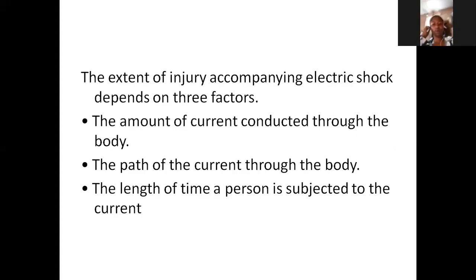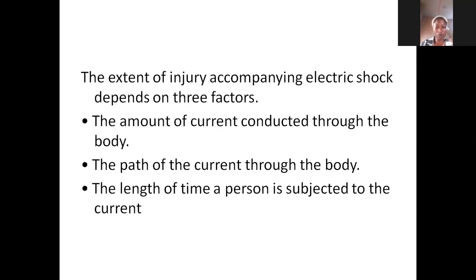So, how do electrical shocks occur? And how does the electrical shock injury occur? The extent of injury accompanying electrical shock depends on three factors. One, the amount of current conducted through the body. If the current is higher, you can get a worse shock. You cannot compare a current of 2 amps to a current of 15 amps or a current of 300 amps. How you get shocked depends on the kind of current you receive.